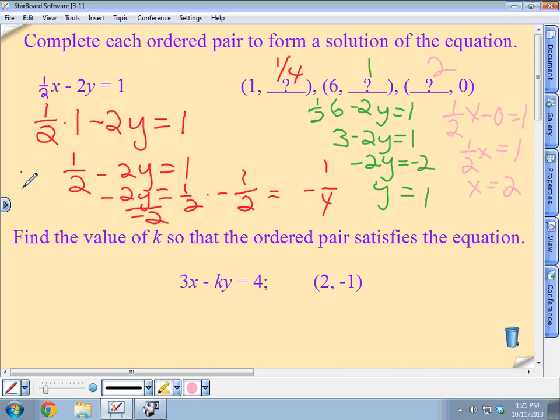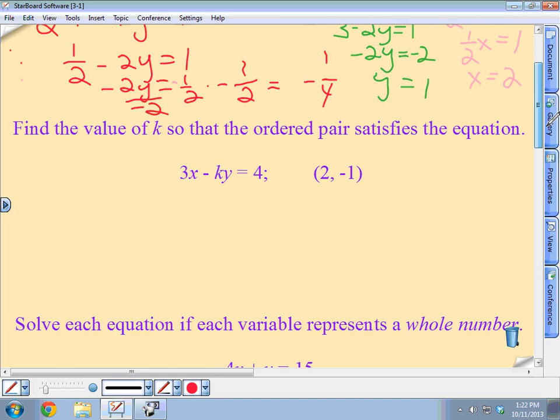Negative 1/4? 1/2 times 1 minus 2y equals 1. 1/2 of 1 is 1/2. 1/2 minus 2y equals 1. Subtract a half. Negative 2y equals 1/2. Divide by -2. Oh, yeah, good. So any questions on this? We're all good? All right.